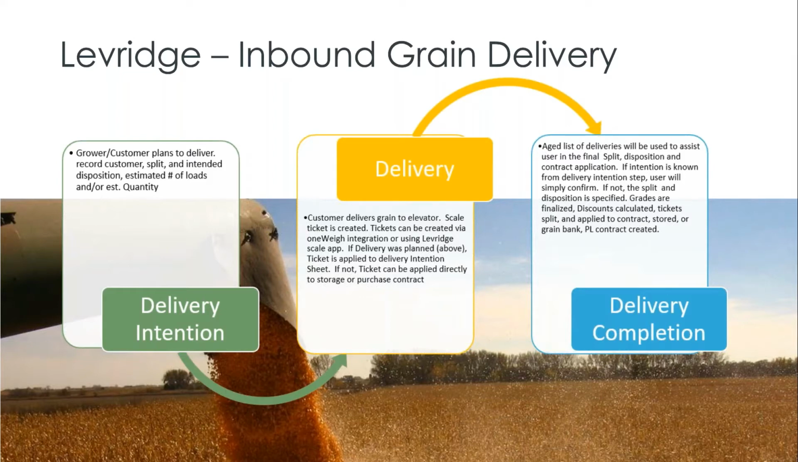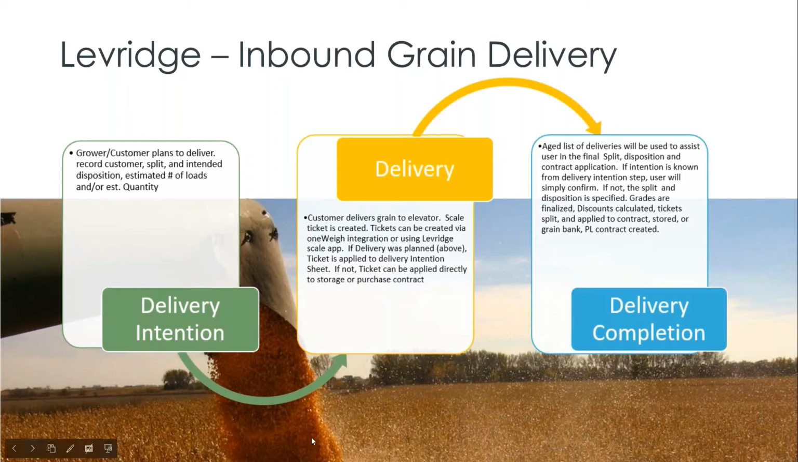The delivery itself, when the grower brings the grain in and goes over the scale, is accomplished through a scale ticket. Levridge has a scale app that we've built. It's pretty neat. And we also integrate with other scale applications such as OneWay, CompuWay, and others. The ticket is then either applied to the delivery sheet, but if there's no delivery sheet, we can apply that ticket to a storage or a purchase contract.